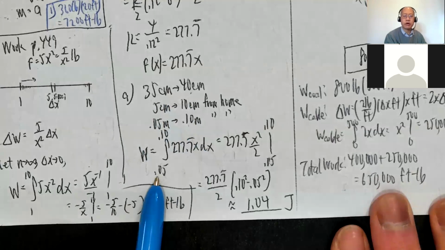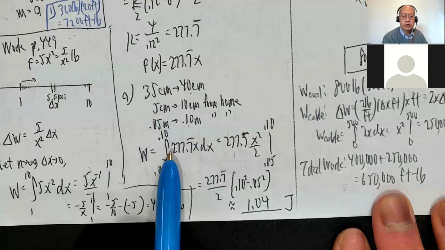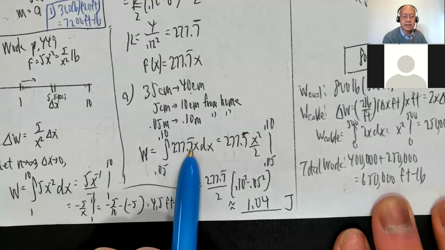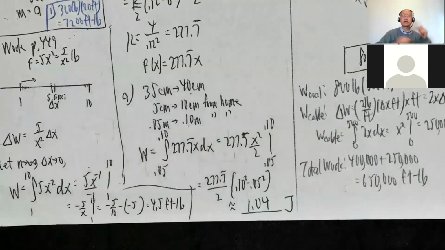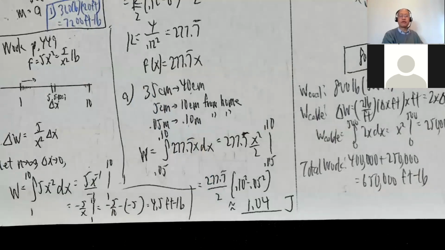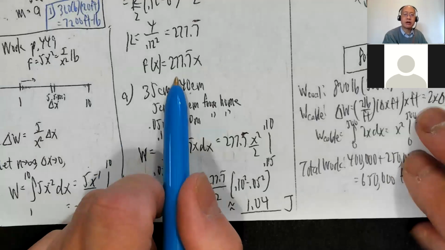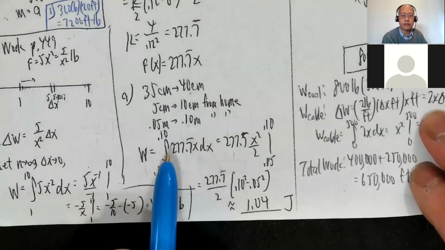So here I go, integrate from 0.05 to 0.10 of 277.7 repeating x dx. Okay. I think the hardest part for this problem is all the conversions and how you know what you're integrating from where to where, from this starting point to this ending point. And they have to make it harder on me by starting off in centimeters, so I switch over to meters.